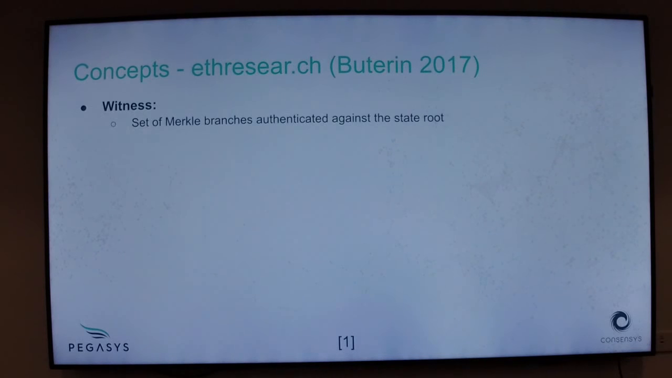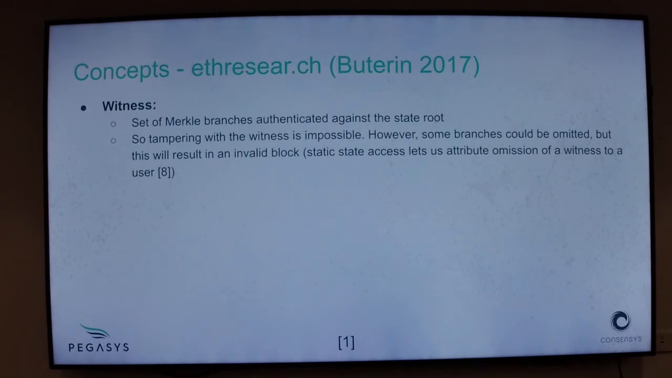So this witness, as I said, is a set of Merkle branches that are authenticated against the state root. So tampering theoretically with a witness is impossible. Some branches could potentially be omitted, but that will result in an invalid block.